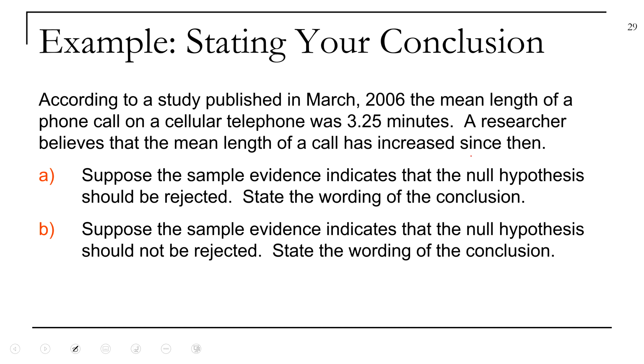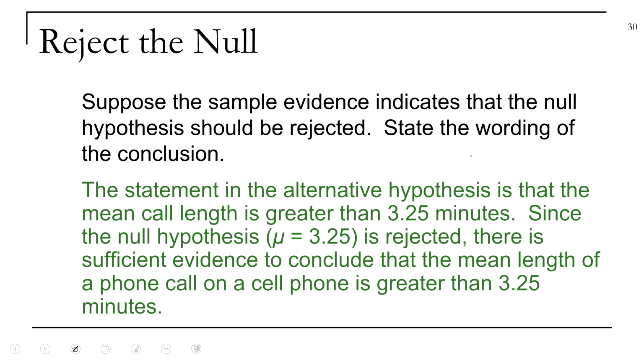As an example, this is the cell phone time. Suppose the sample evidence indicates the null hypothesis should be rejected, state the wording. Suppose the sample evidence indicates the null hypothesis should not be rejected, state the wording. Suppose the null hypothesis should be rejected. We would say, since the null hypothesis is rejected, there's sufficient evidence to conclude the mean length of cell phone calls is now greater than 3.25 minutes.